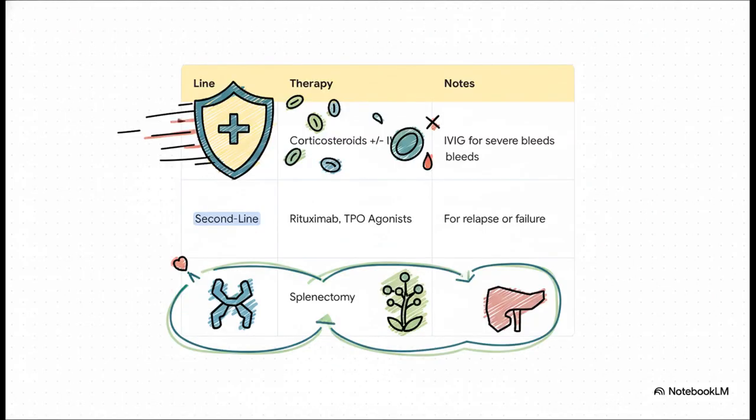Our therapeutic approach is really stepwise. First-line therapy is almost always corticosteroids. Now, in really severe cases, say a bad bleed or a count below 10,000, we'll add IVIG or anti-D to get that platelet count up fast. The thing is, up to 75% of adults might relapse, so that's where our second-line therapies like rituximab, TPO agonists that boost platelet production, or even splenectomy come into play.